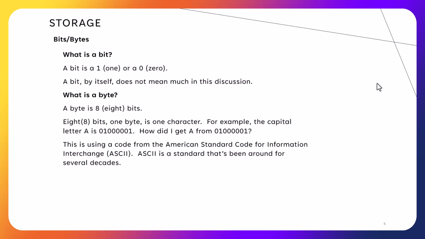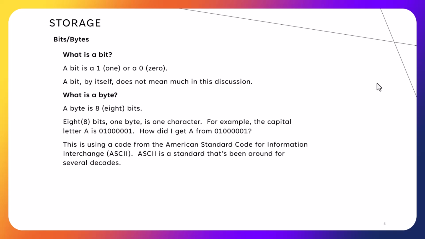In terms of storage, a bit by itself really doesn't mean all that much. So what's a byte? Again, remember, we're talking about storing bytes of data. So a byte is 8 bits. And 8 bits is 1 character. For example, a capital letter A is designated as 01000001. So it's 8 bits in that sequence is a capital letter A. I get that capital letter A in that sequence using the American Standard Code for Information Interchange, or ASCII.